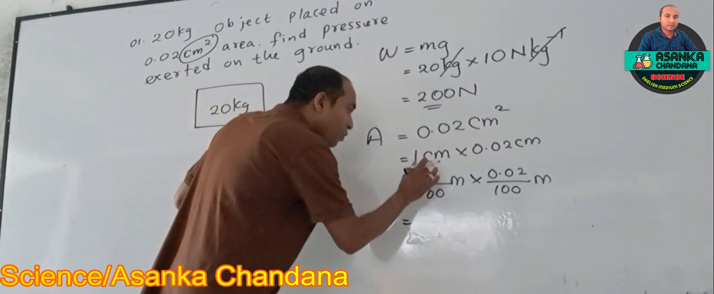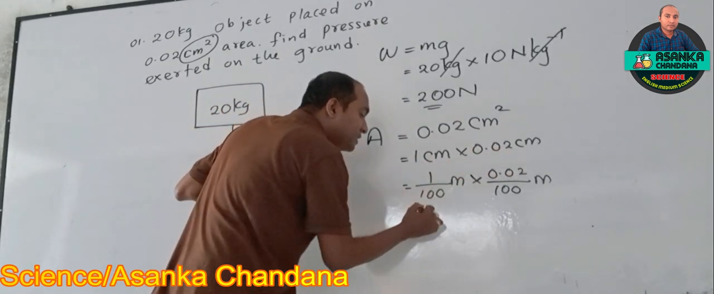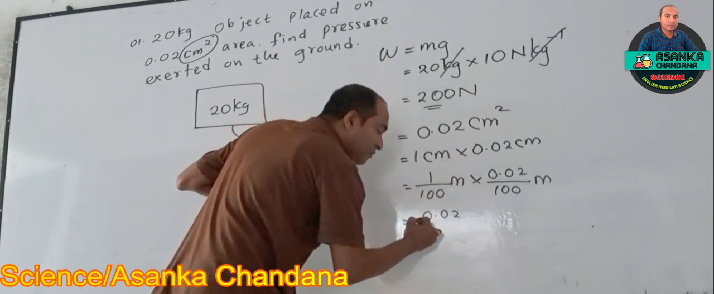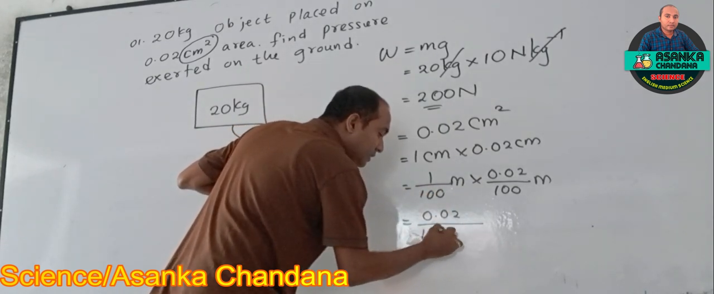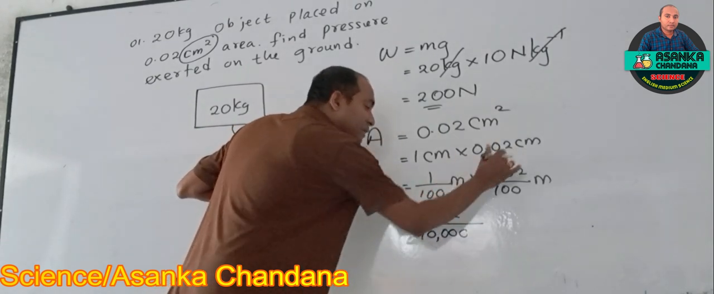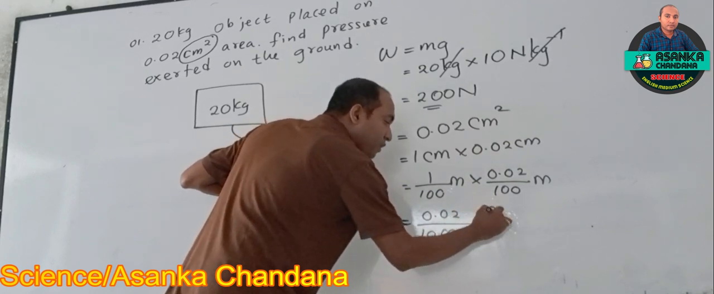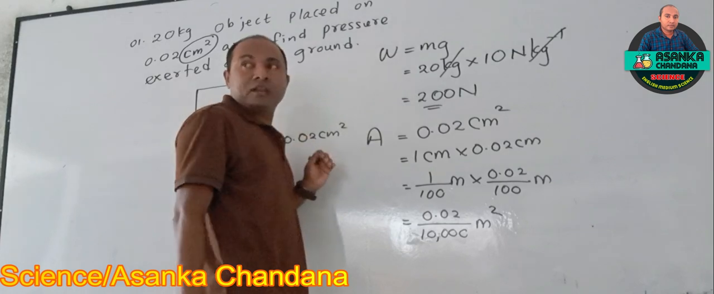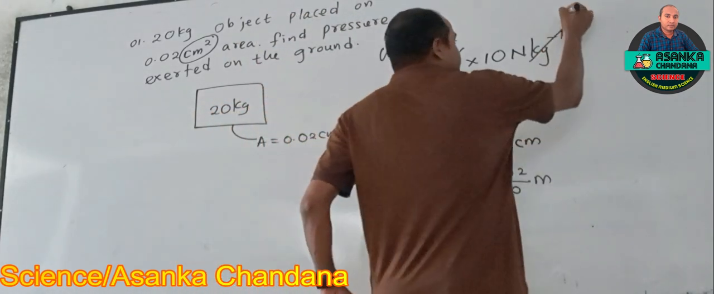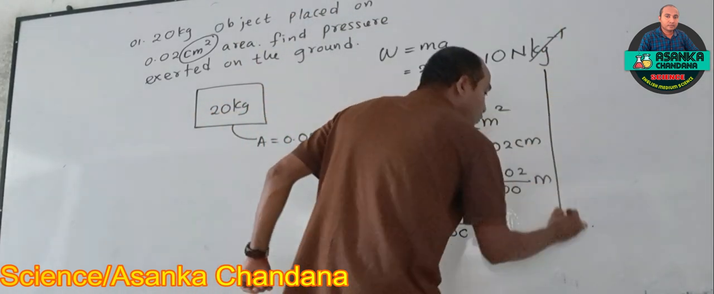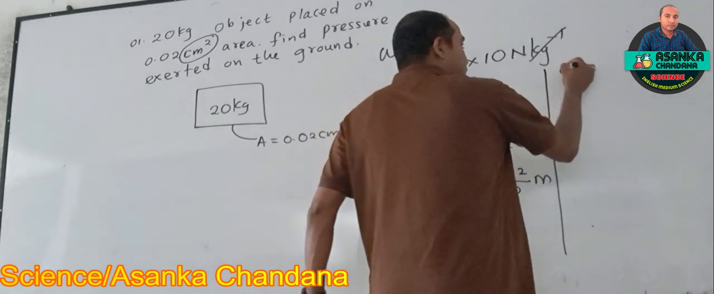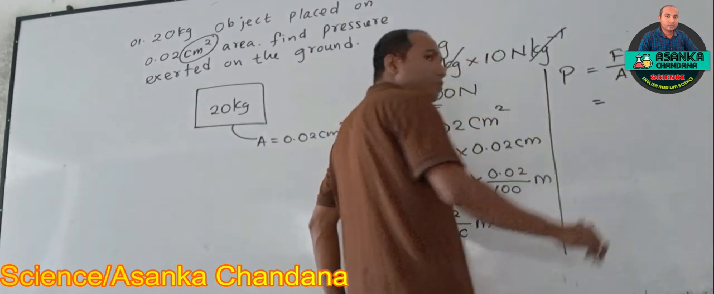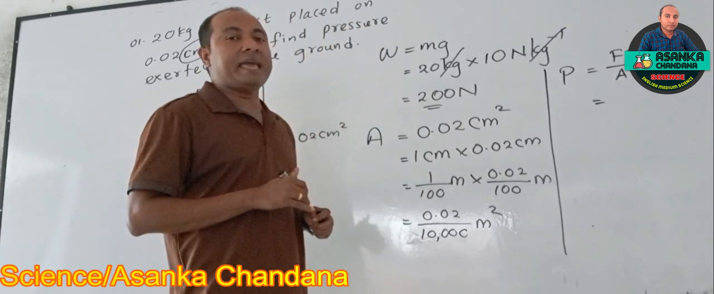Then 1 times 0.02, what is the answer? 0.02. 100 times 100, what is the answer? 10,000. Meter times meter, what is the answer? Square meter. Right. Then we can find the pressure by using the equation of the pressure. What is the equation of the pressure? Pressure is equal force divided by area.